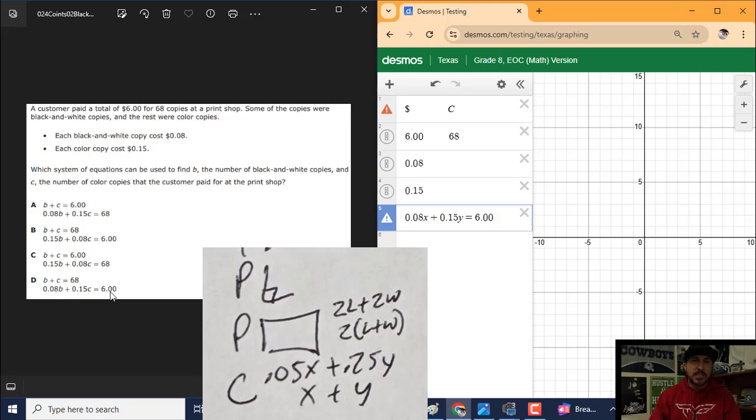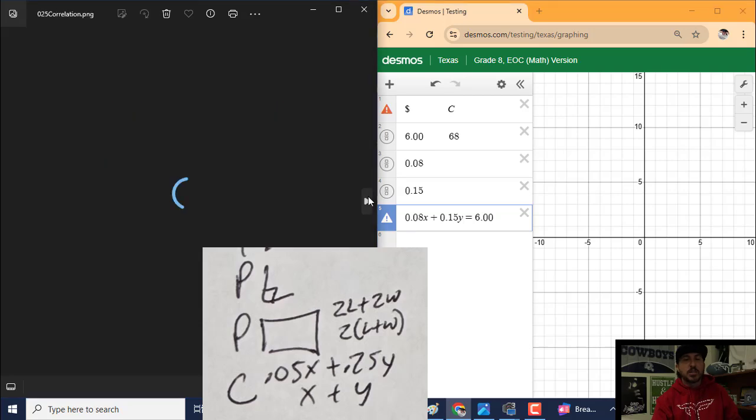Now notice they didn't use X and Y, they used B and C. The B probably stood for black and white copies, the C probably stood for color copies, so it makes sense, but it's in the right order that we had. So that's how you do these word problems. It's not so difficult, right? We like those.